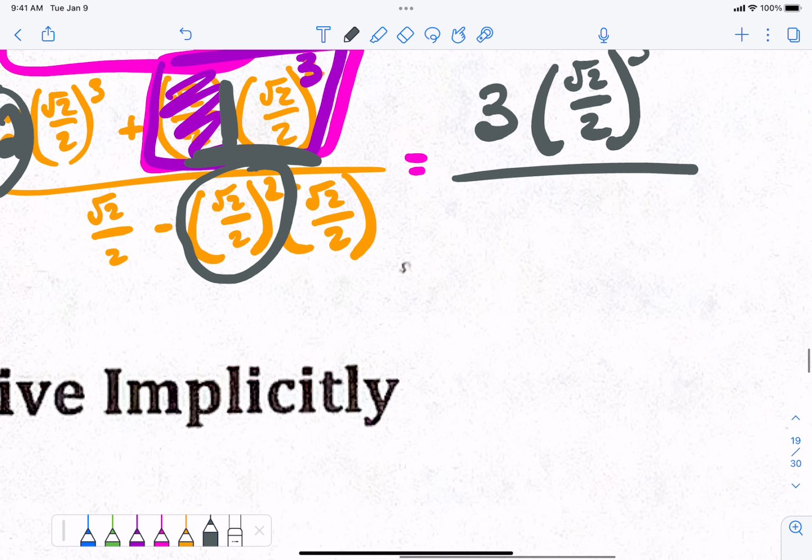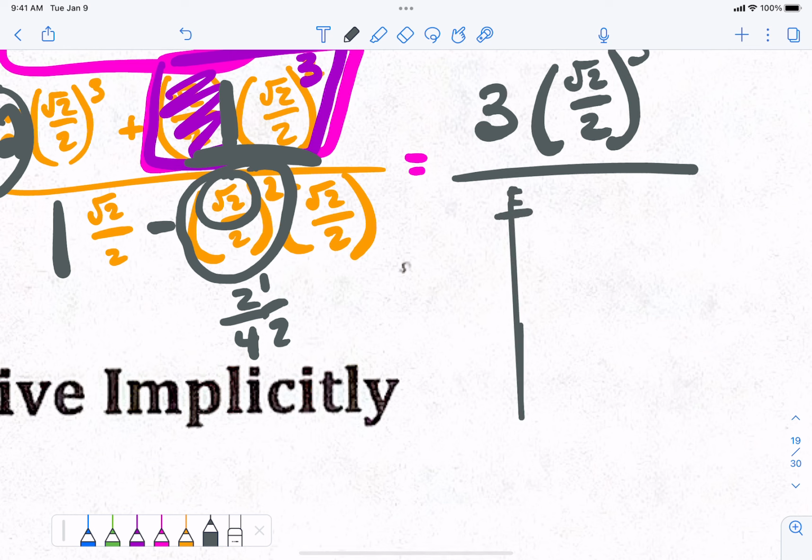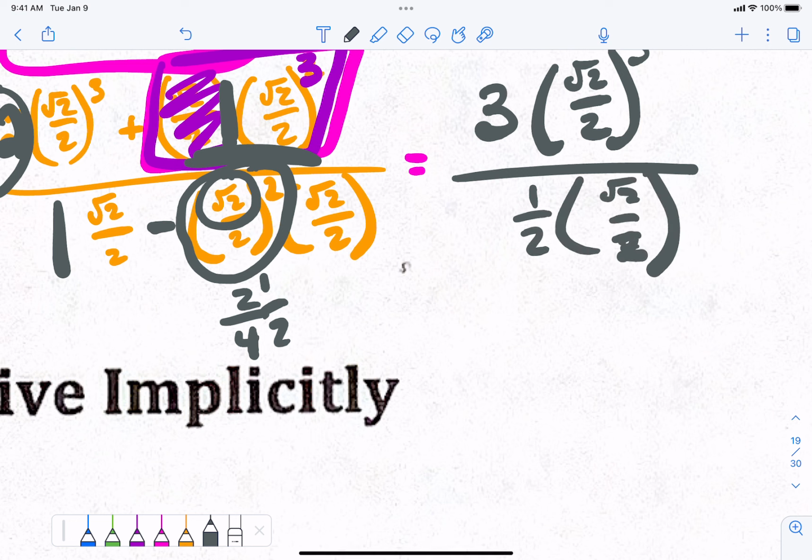What's the square root of 2 over 2 squared? Can you do the same thing? 2 over 4, right? This is 1/2. So this is 1 of these minus 1/2, which is 1/2 of those. But where does the other one go? 1/2 of those, right? The square root of 2 over 2. Okay, 1/2.